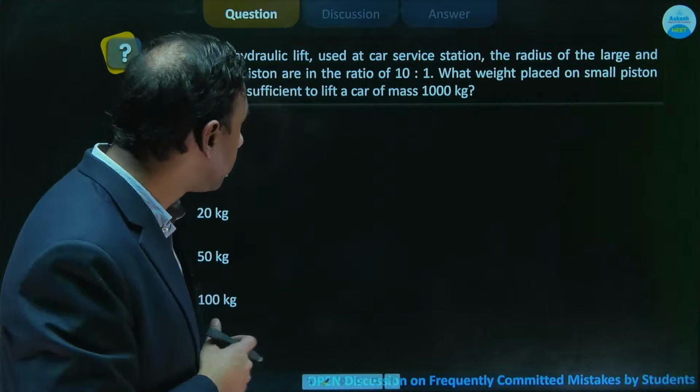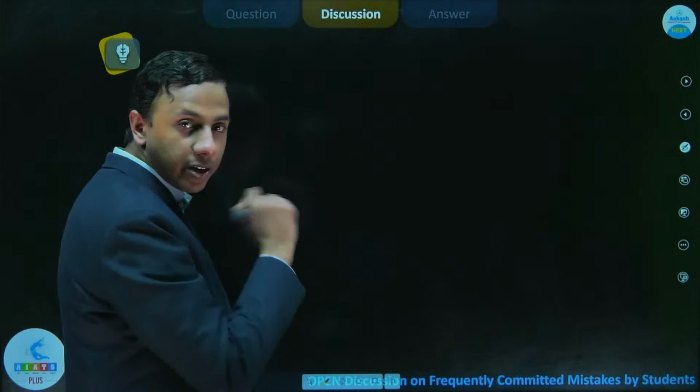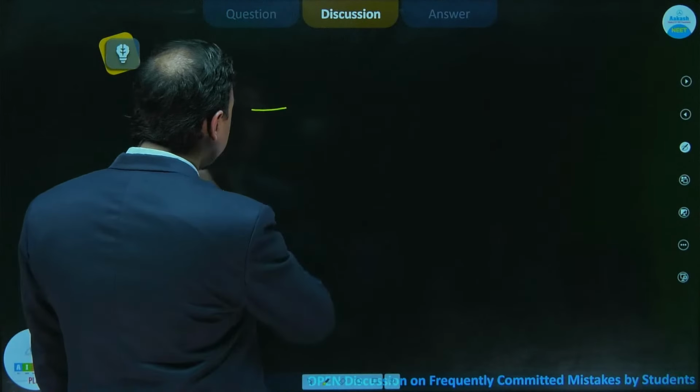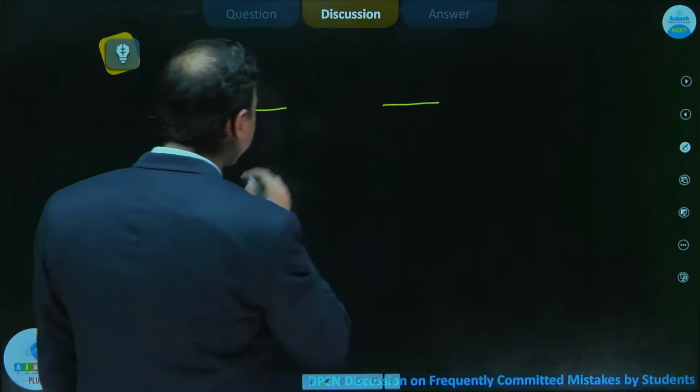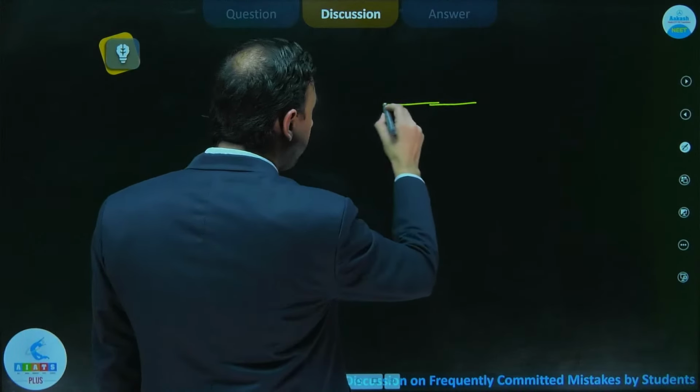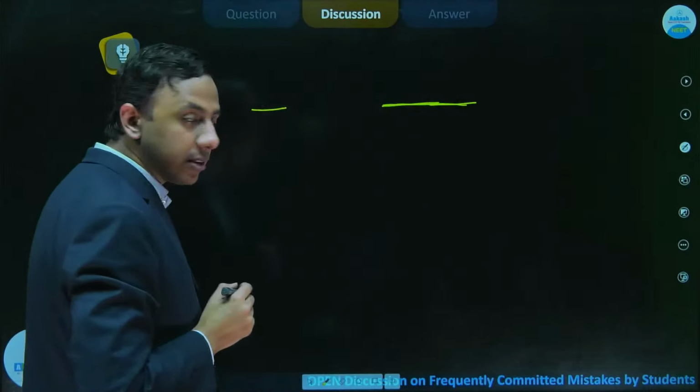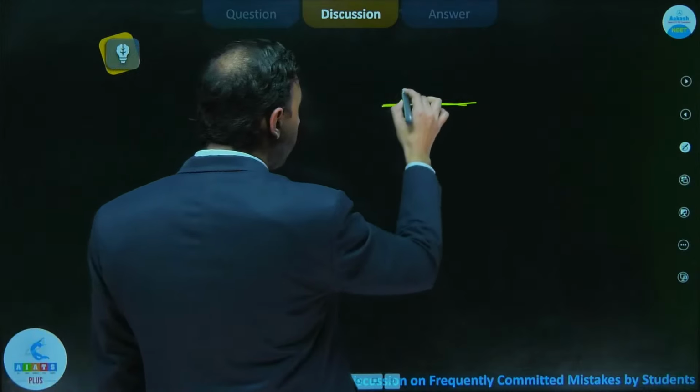ठीक है. So if I were to draw a rough diagram once again, right, this is let's say your large piston. हाँ, थोड़ा सा बड़ा बना दिया मैंने. हाँ, और यहाँ पर आपका क्या है, कार.